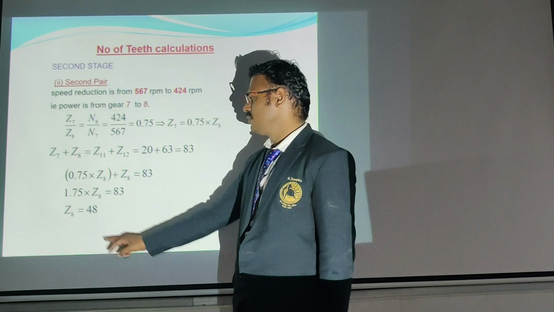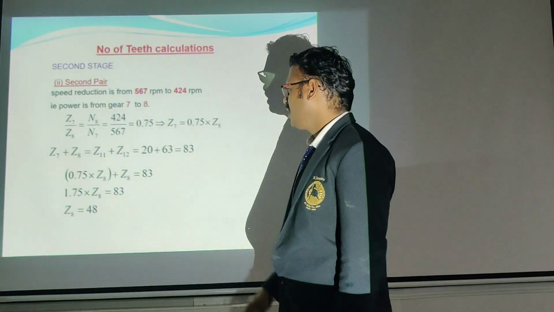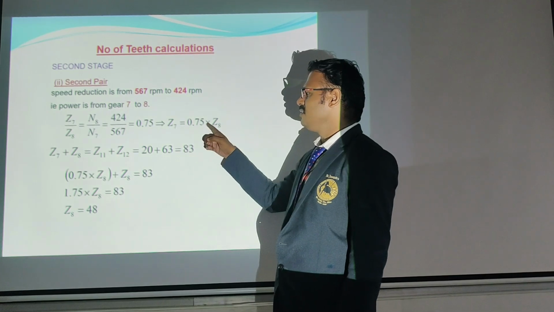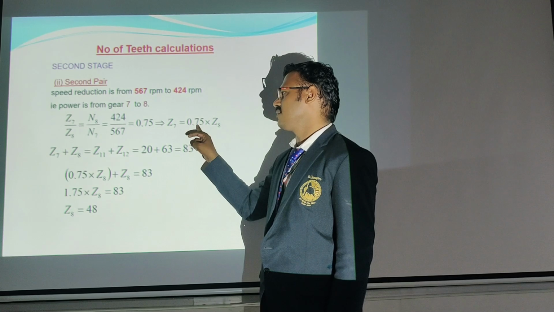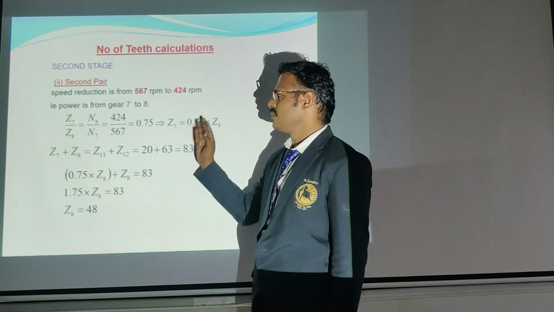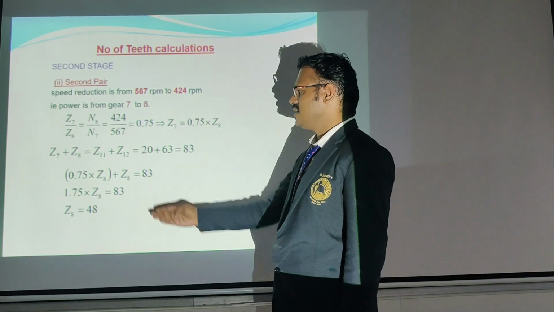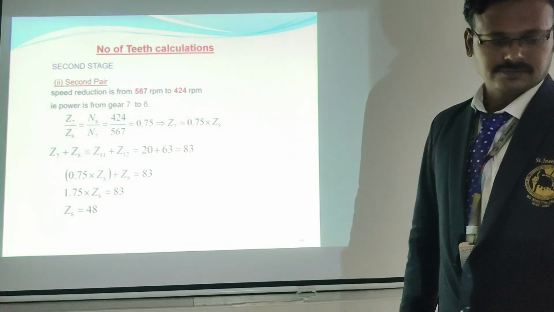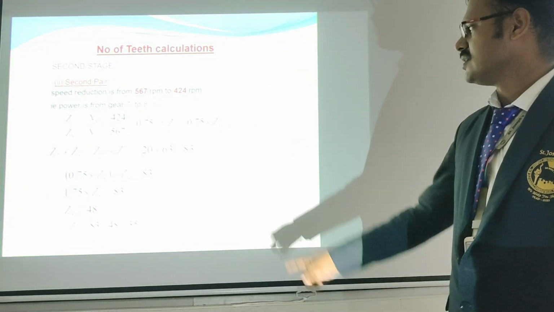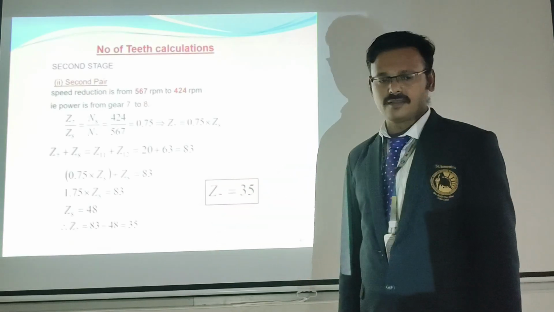So if we substitute Z8 in this equation, we can find the Z7, or we can substitute in this equation itself. Z8 equal to 48, 48 into 0.75, we will get the Z7. So in any one of the equations, we can substitute the Z8 value, we can get the Z7. So Z7 equal to 83 minus 48. So value will be 35.